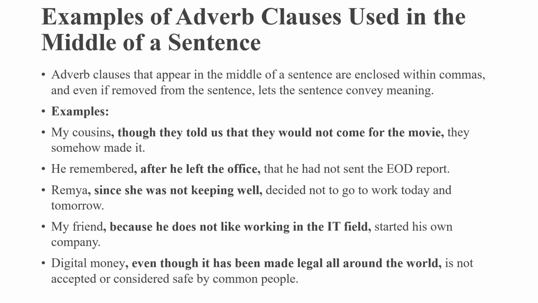In the next sentence, you can see, my friend, because he does not like working in the IT field, started his own company. So "because he does not like working in the IT field" is an adverb clause. In the next example, you can see, digital money, even though it has been made legal all around the world, is not accepted or considered safe by common people. So "even though it has been made legal all around the world" is a subordinate clause, or you can say "even" is a subordinate conjunction.